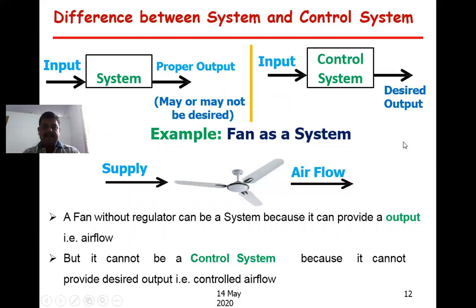Take an example: a fan. Generally, if you give supply to any fan, we get airflow. That is the basic thing. First case, take a fan without a regulator. There is no regulator; the supply is given to the fan and you get an output, which is airflow. But it cannot be a control system because it cannot provide a desired output. The airflow is not controlled, so it is not a control system.